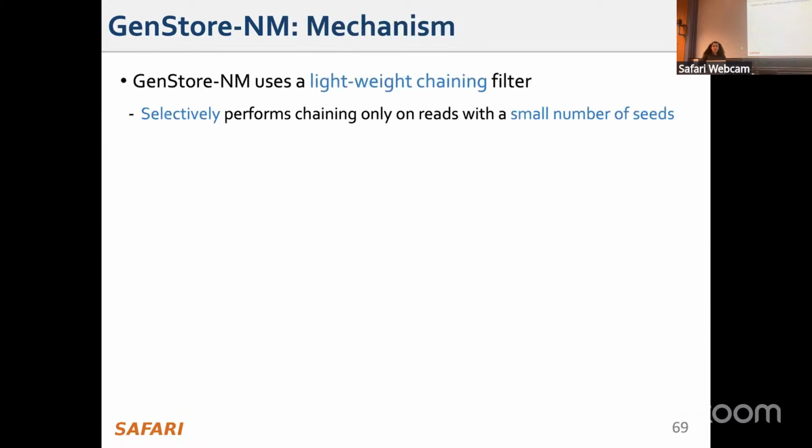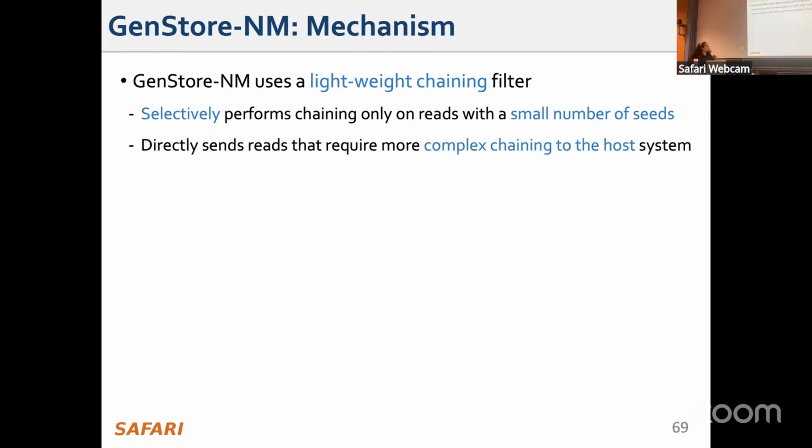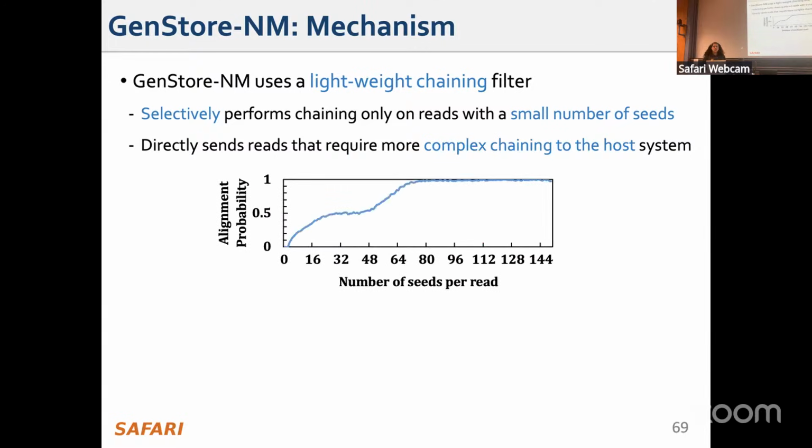So it uses a lightweight chaining filter that selectively performs chaining only on reads with a small number of seeds. So let me show you the key observation. Anyway, it sends the more complex chaining stuff to the host. So this is very interesting. We looked at many species, many classes of data sets to work with, and we made this observation.